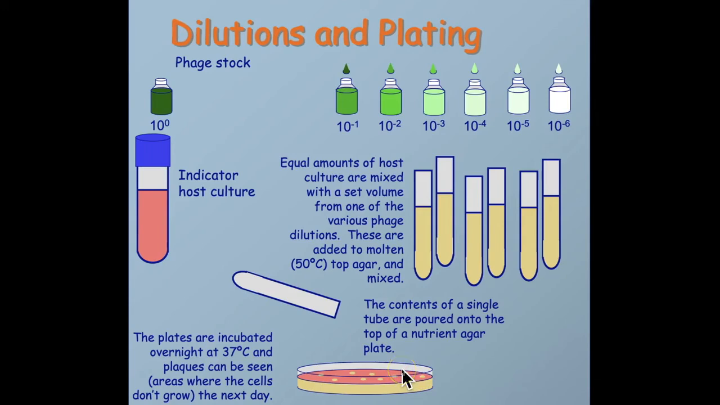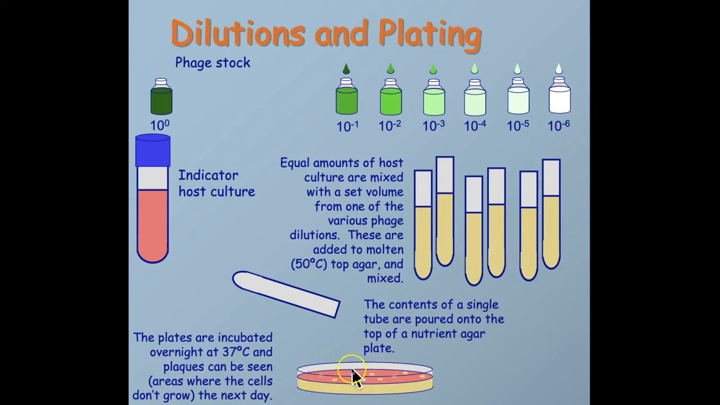And that indicates where the cells have been infected by these phages and failed to grow in the top agar on the plates. Each one of these areas is a plaque, and it indicates where an infected phage from these infection mixes landed on the top agar.